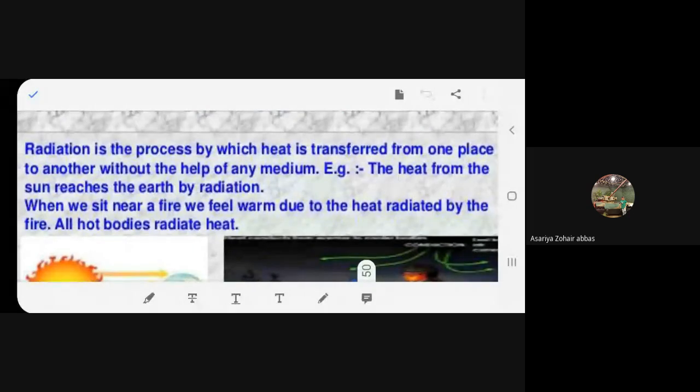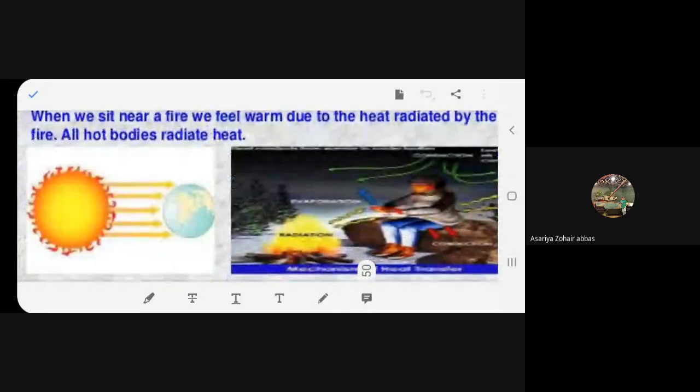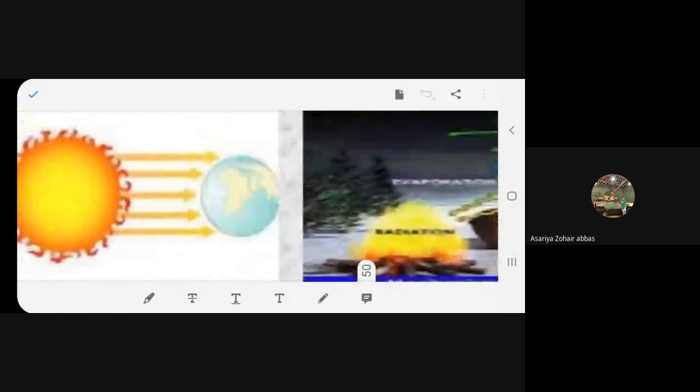Now, if you are sitting near a fire, don't you feel warm? Why? Because the heat from the fire is radiated and it is reaching us in the form of waves, so we feel warm. You should always know that any hot body always radiates energy in the form of heat. Is it clear? Look at the sun, giving heat. And here you can see, during winter, it is giving radiation and it is reaching the boy in the form of waves.